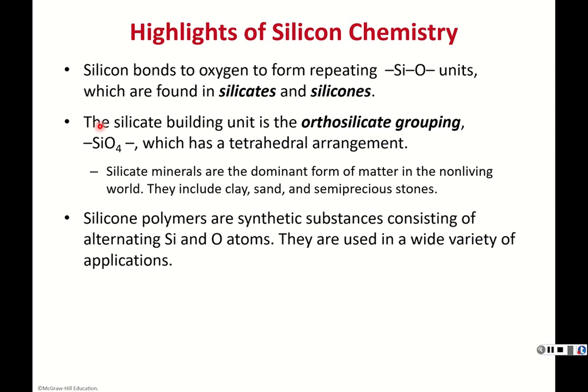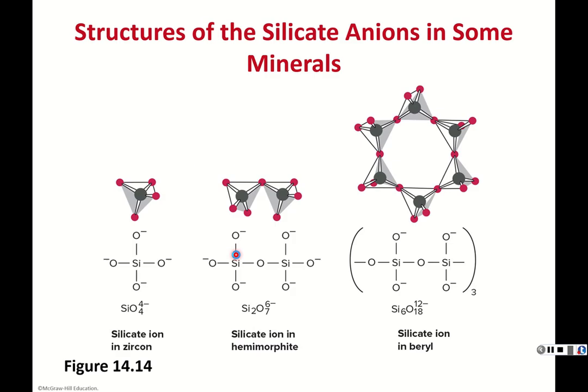Silicate minerals are the dominant form of matter in the non-living world. Maybe you don't really realize that, but this building block here is actually very prevalent. And it's included in clay and sand and actually even in some semi-precious stones. So it's in the ground, there's a ton of it. Silicone polymers are synthetic substances consisting of alternating silicon and oxygen atoms. They're used in a wide variety of applications.